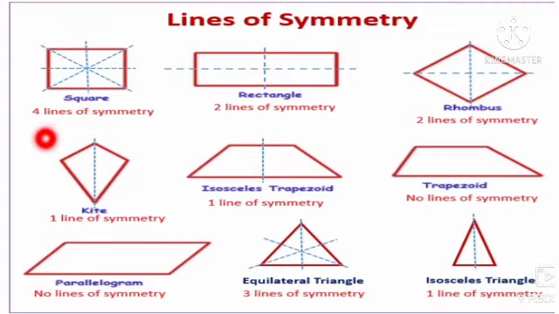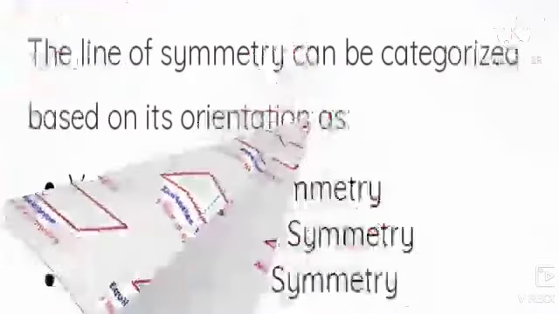Square. The shape square has 4 lines of symmetry. Rectangle has 2 lines of symmetry. Rhombus has 2 lines of symmetry. Kite has 1 line of symmetry. Isosceles trapezoid has 1 line of symmetry. Trapezoid has no lines of symmetry. Parallelogram has no lines of symmetry. Equilateral triangle has 3 lines of symmetry. Isosceles triangle has 1 line of symmetry.